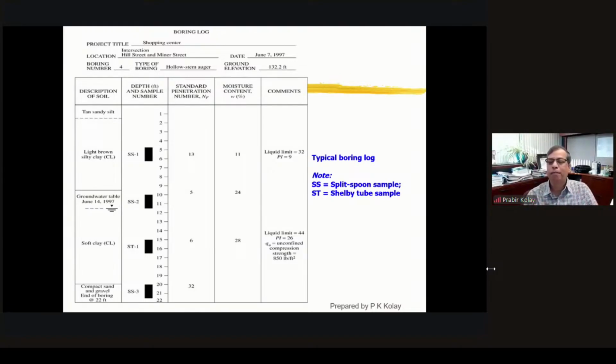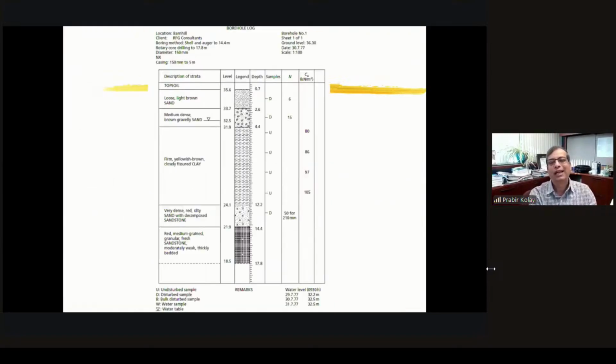So basically the split spoon sampler. Sample has been taken, ST is the Shelby tube, at what depth, and then also what are the different properties you determine. So this is the same thing again, so N value, sometimes you can see over here the depth. So first one is the depth, description, legend, so different type of soil, and then also the sample is here, fifth column. You see the samples, whether it is D for disturbed sample, whether it is U for undisturbed sample. So that also needs to be mentioned.